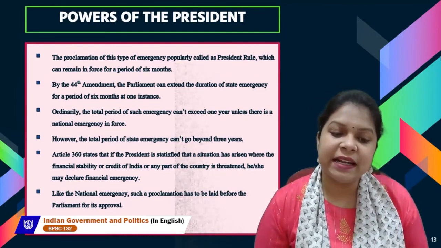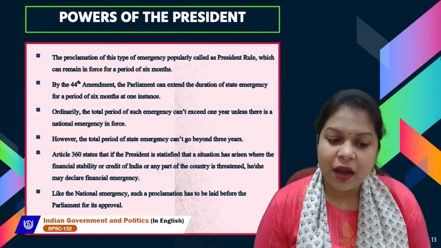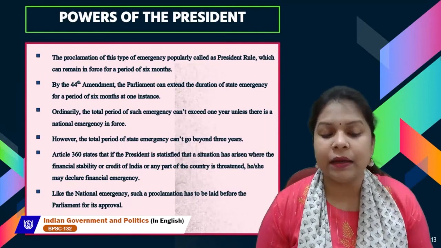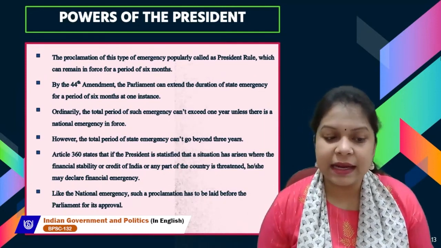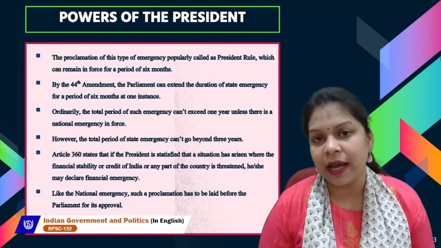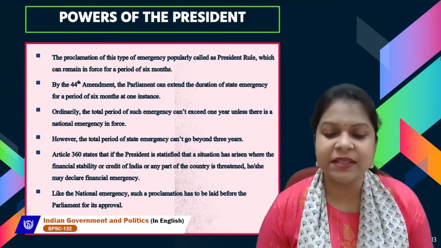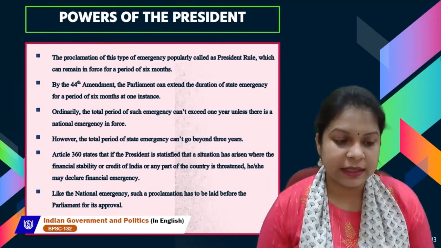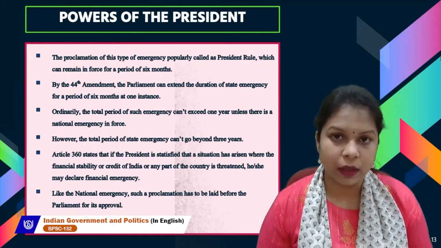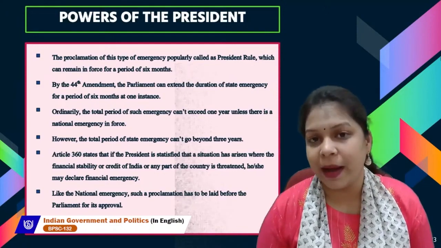Article 360 states that if the president is satisfied that a situation has arisen where the financial stability or credit of India or any part of the country is threatened, he or she may declare financial emergency. So in case India is facing a financial problem, there is no credit of India, at that point of time, if the president is satisfied on this kind of situation, he or she can impose financial emergency. Like the national emergency, such a proclamation has to be laid before the parliament for its approval. So whatever the emergency would be, it should be ratified or laid before the parliament for approval.